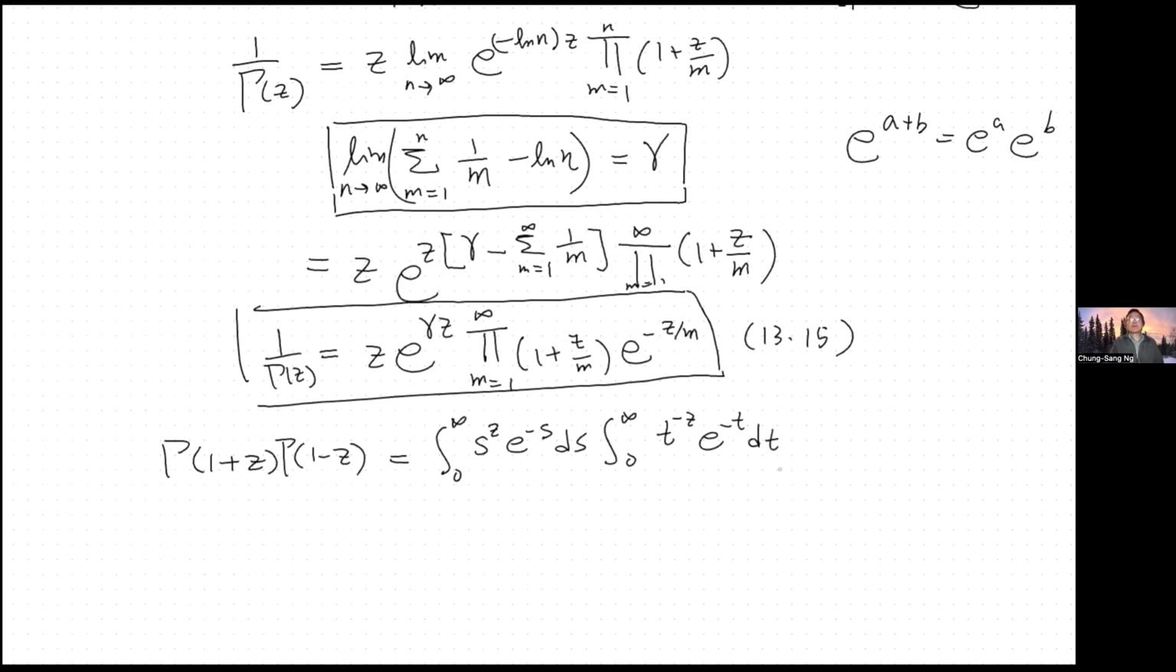and so you can combine the two and write the double integral from 0 to infinity, ds dt, and combine this to become (s over t) to the z, and then e to the minus (s plus t). Okay, so writing it like that basically suggests a change of variable. The change of variable, following the textbook, is u equals s plus t. So the exponential factor becomes e to the minus u, and this ratio becomes v equals s over t.